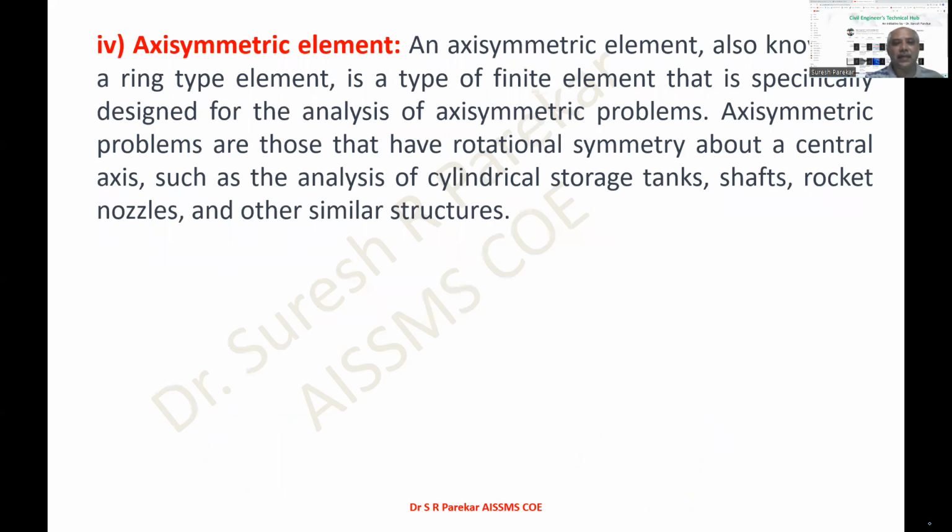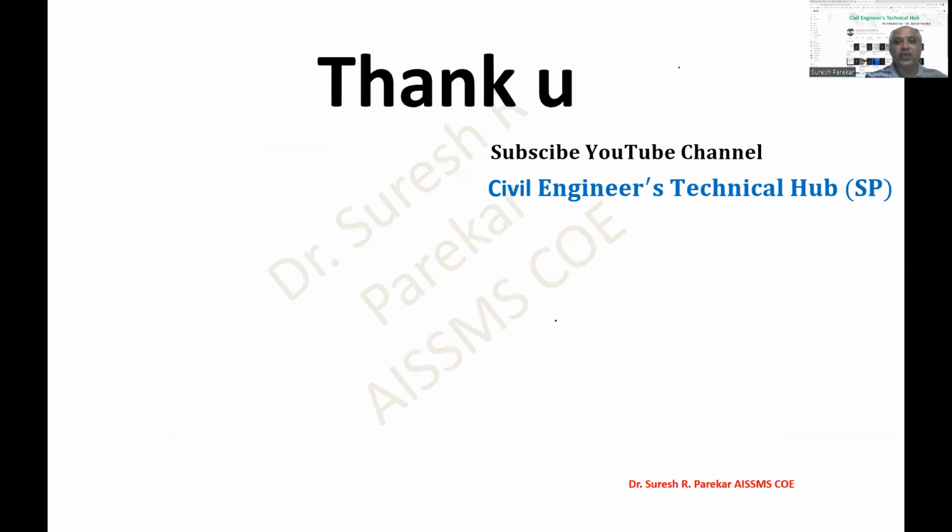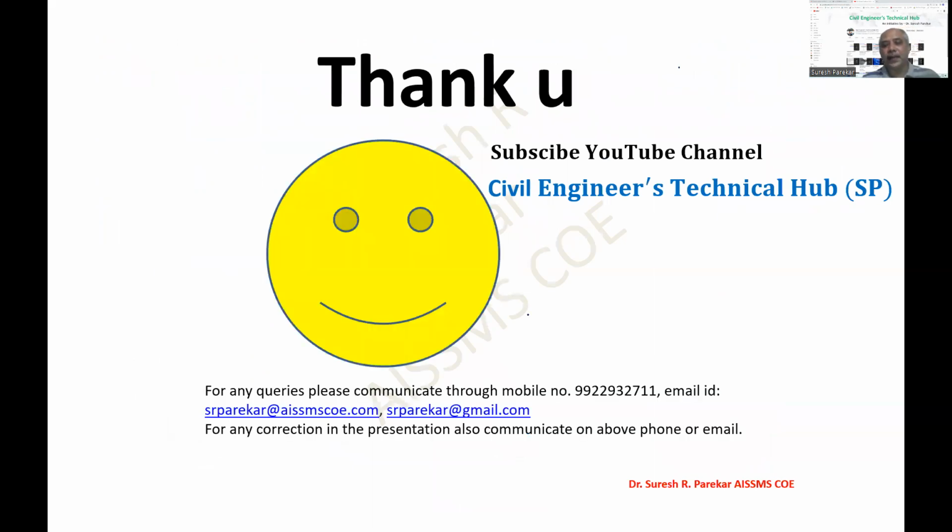Then we have the axisymmetric element. Now you can see these are bodies which are symmetric about an axis. When we have bodies that are symmetric about an axis, it is preferable to use axisymmetric elements. So these are the different elements which we are going to use in the finite element method.